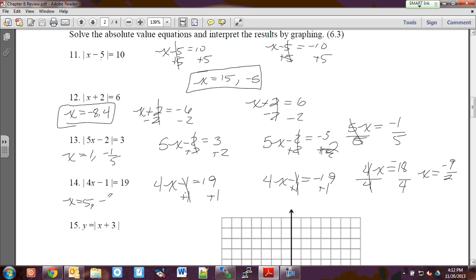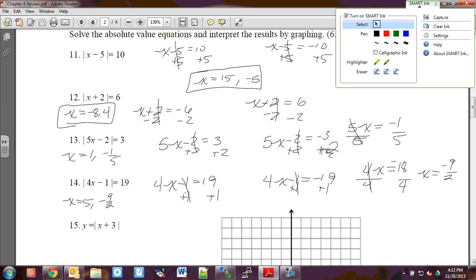Okay, so there's those. And yes, you can leave the fractions. You don't have to change them to decimals. Just make sure you reduce them. Like the negative 18 over 4, make sure you leave it as negative 9 over 2. But other than that, you don't have to change it to a decimal.